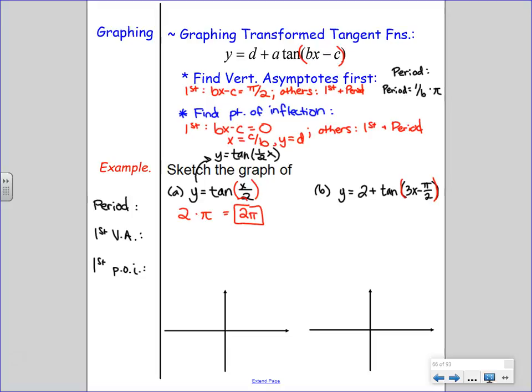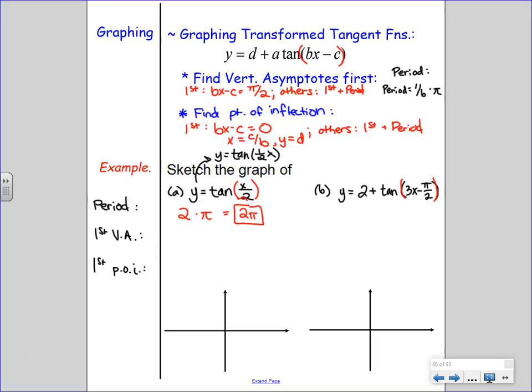Wait, well, the other one, why did you multiply by 2 pi? Oh, remember with sine and cosine, it was 1 over b times 2 pi? So I was using the old sine cosine period formula, but we talked yesterday how for tangent, the new period formula is 1 over b times pi. So it was missing.